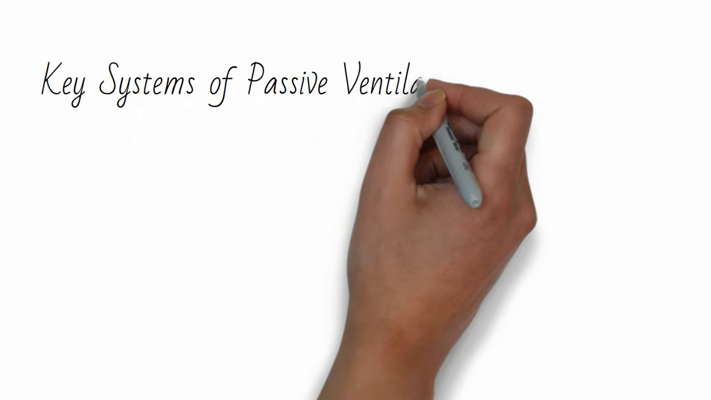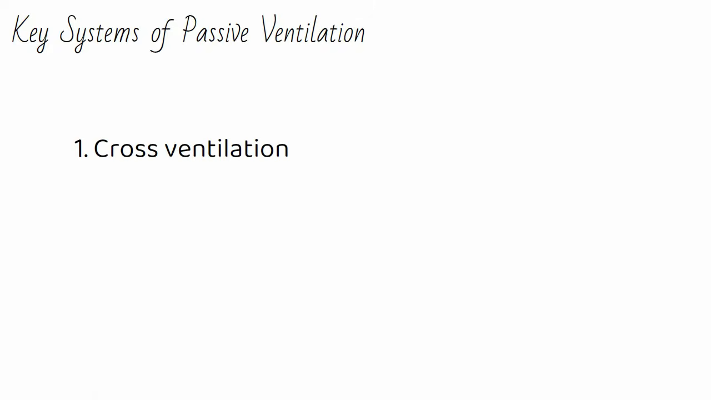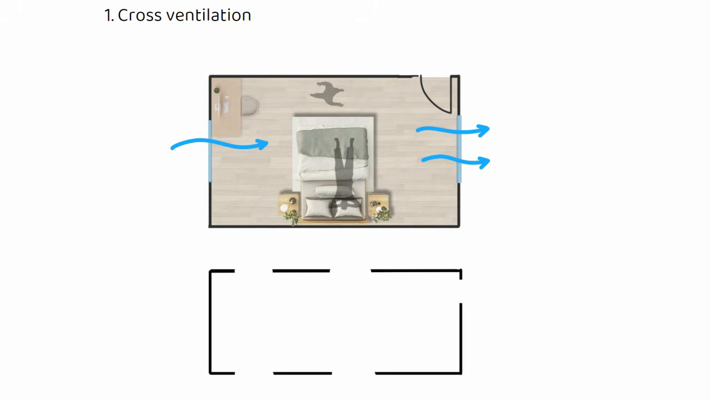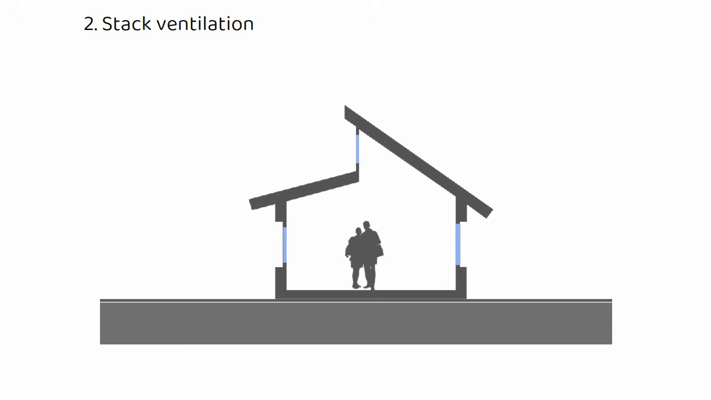Key systems of passive ventilation. By placing windows and openings on opposite sides of a room, you let wind pass straight through. This works best in long, narrow floor plans and in areas with consistent wind direction. When warm air rises, high-level vents or skylights allow it to escape. At the same time, cooler air is drawn in through lower openings. This system works beautifully in multi-story homes or houses with tall ceilings.